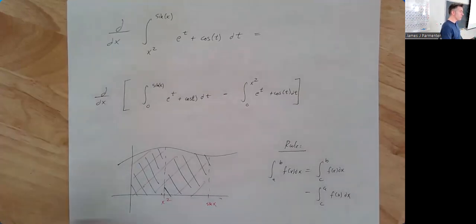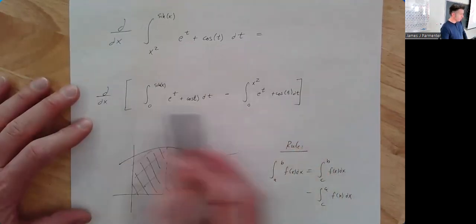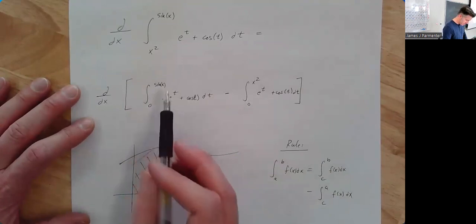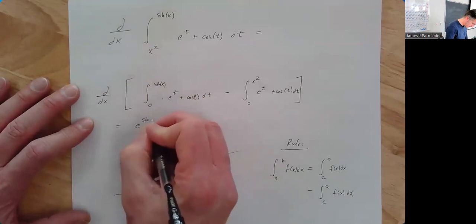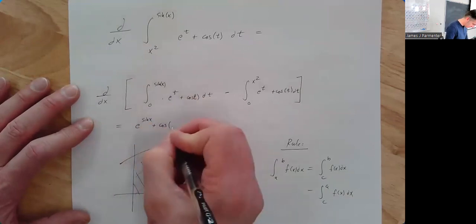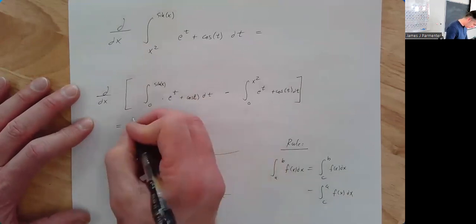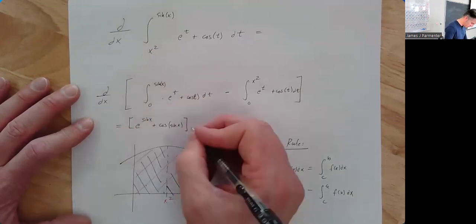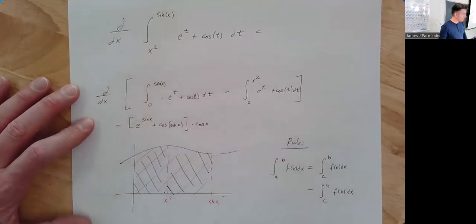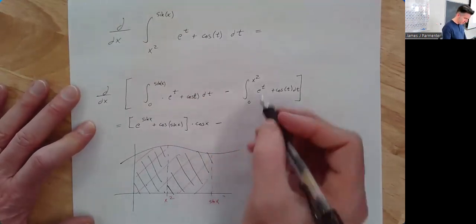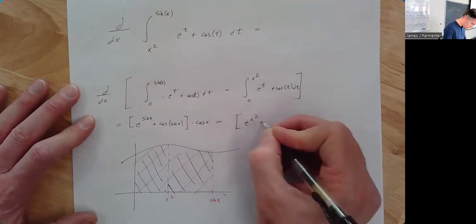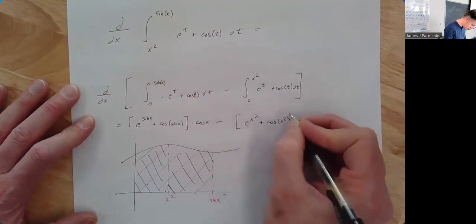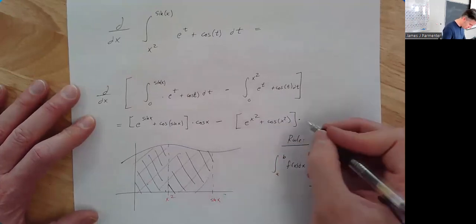Essentially picking a new starting place. It's kind of neat. Which then we could say, oh, well, I know how to take the derivative of each of these, right? The derivative of this is going to be e to the sine of x plus cosine of sine of x, all times the derivative of sine of x, which is cosine of x, minus, if I plug in x squared, I get e to the x squared plus cosine of x squared, all times the derivative of x squared, which is 2x.